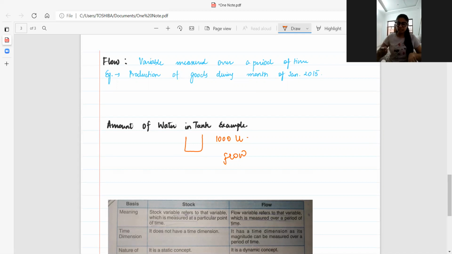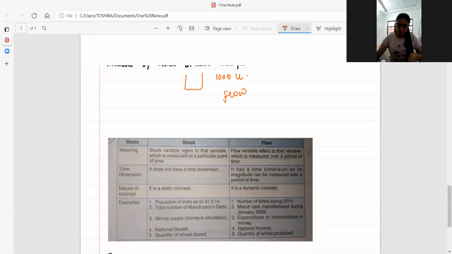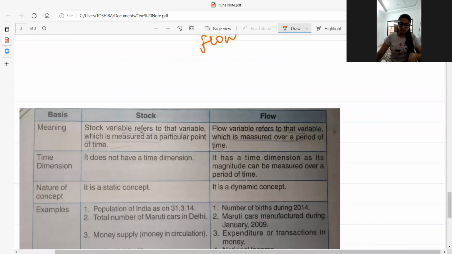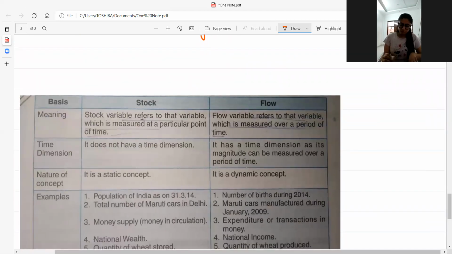Questions may be asked in exam on this: is this stock or is this flow? We will study this difference to make ourselves more clear on stock and flow. Already I have told you the meaning. Stock variable refers to that variable which is measured at a particular point in time. That is national wealth, not national income, national wealth. It's calculated at a particular point in time, the national wealth of a particular country. At a point in time we can tell a complete, specific figure. So that is a stock variable.